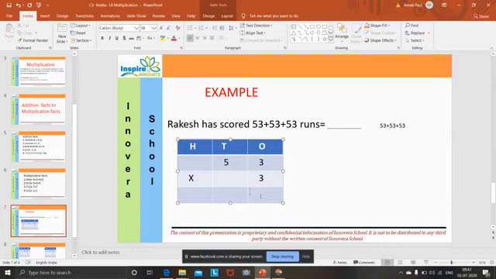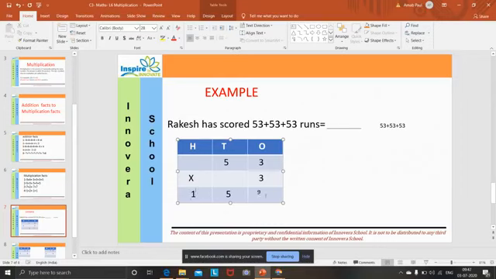The multiplication fact is 53 multiplied by 3. So 3 3s are 9. Okay, 3 3s are 9, and now we will multiply the 5 with 3. So 5 3s are 15. What will be the answer?